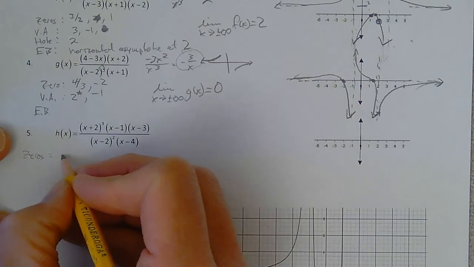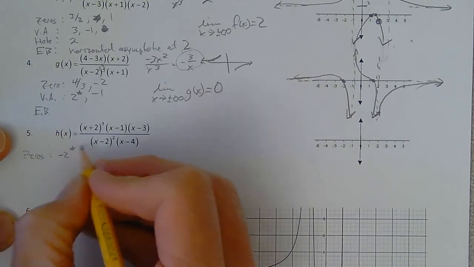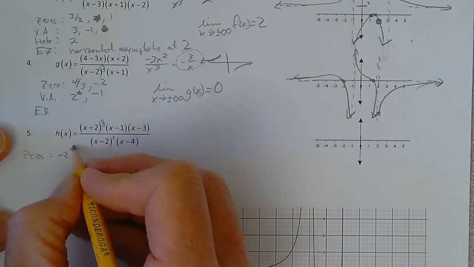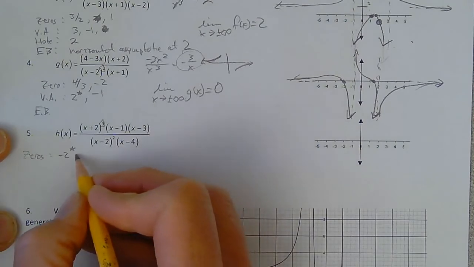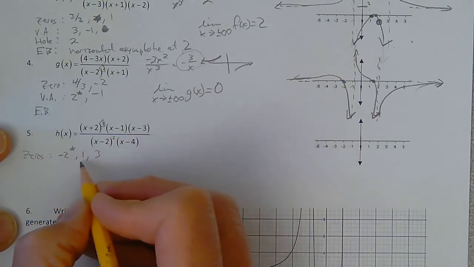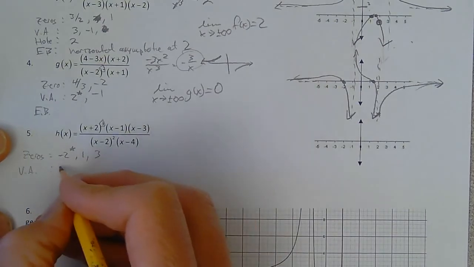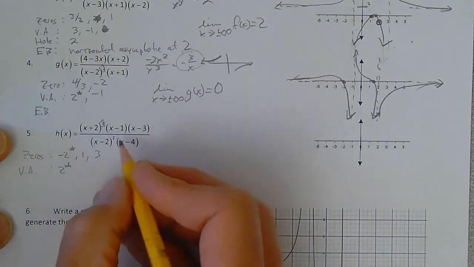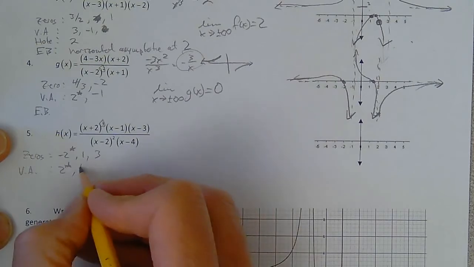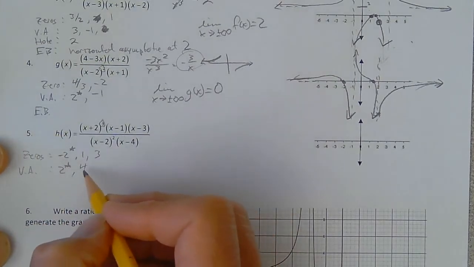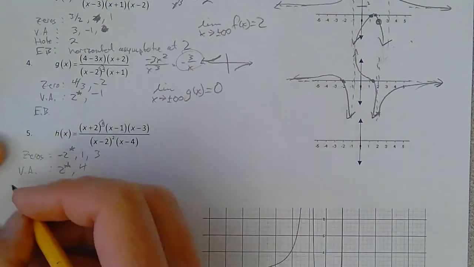I've got a -2, and it is a double, or it's actually a triple, so I'll have to pay attention to that. And I've got one at 1 and at 3. My vertical asymptotes, I've got one at 2, and it is a double. And at 4, no duplicate numbers in those lists, so no holes.